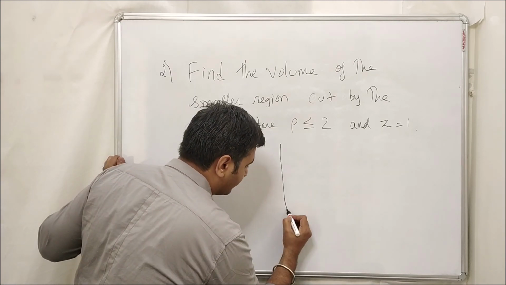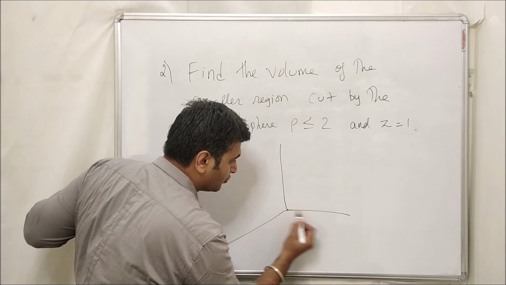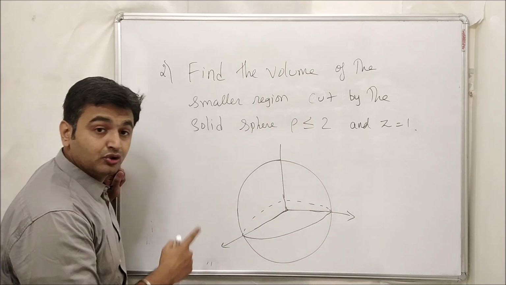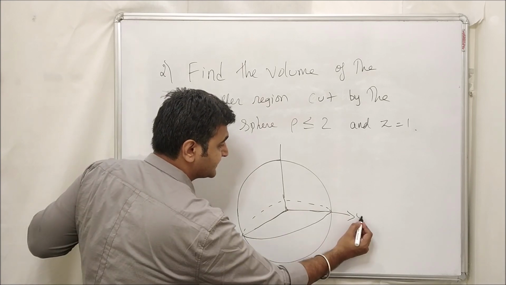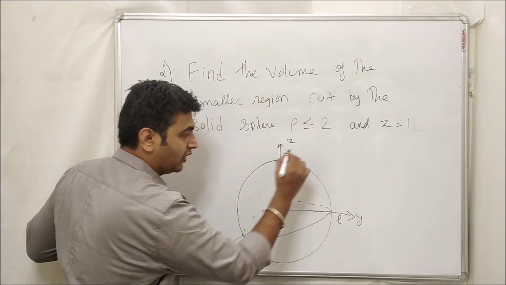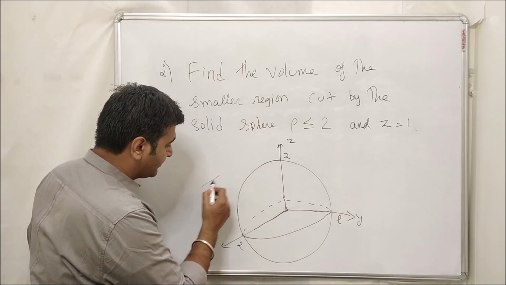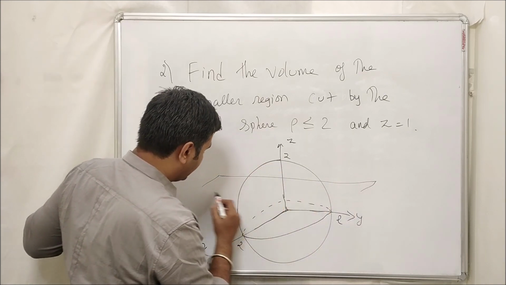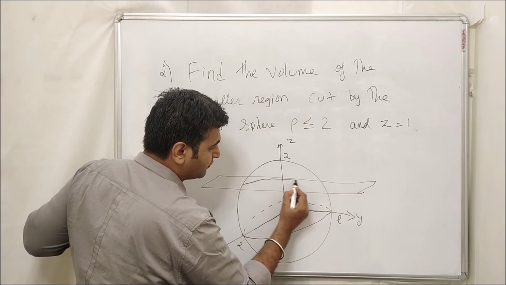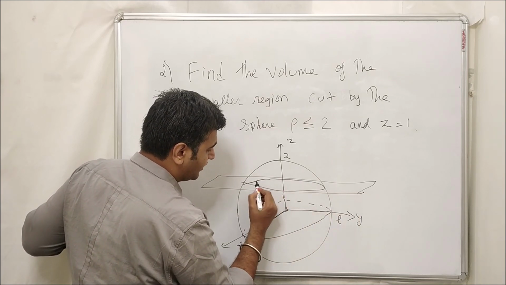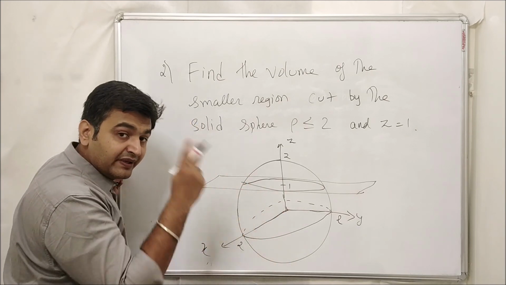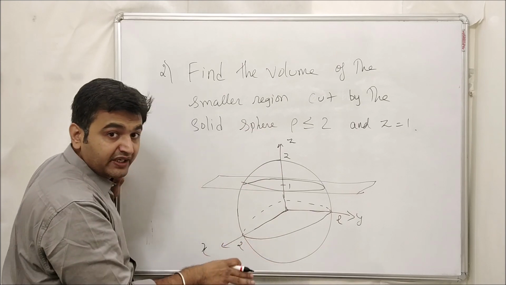If you try to draw the figure over here, you have a sphere over here. This is my x-axis, y-axis, z-axis, and it is a sphere of radius 2. And you are cutting it with the z equal to 1 plane. So if you cut it with the z equal to 1 plane, what do you get? You get a circle over here. That's the intersection, right? So this is my z equal to 1 plane. This plane will cut the sphere into two parts, the upper part and the bottom part.